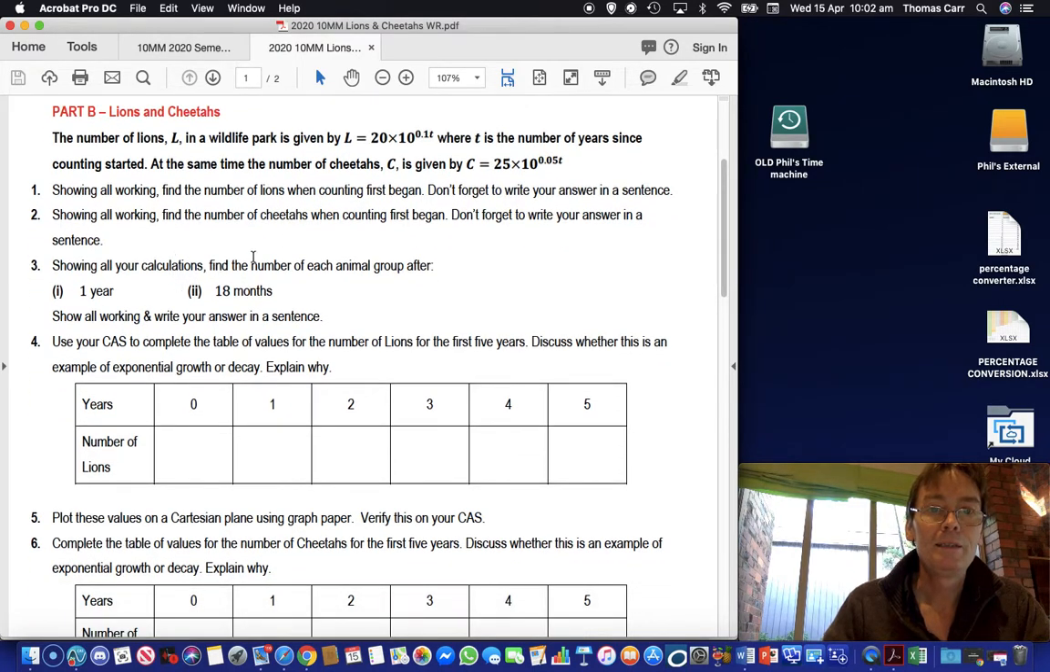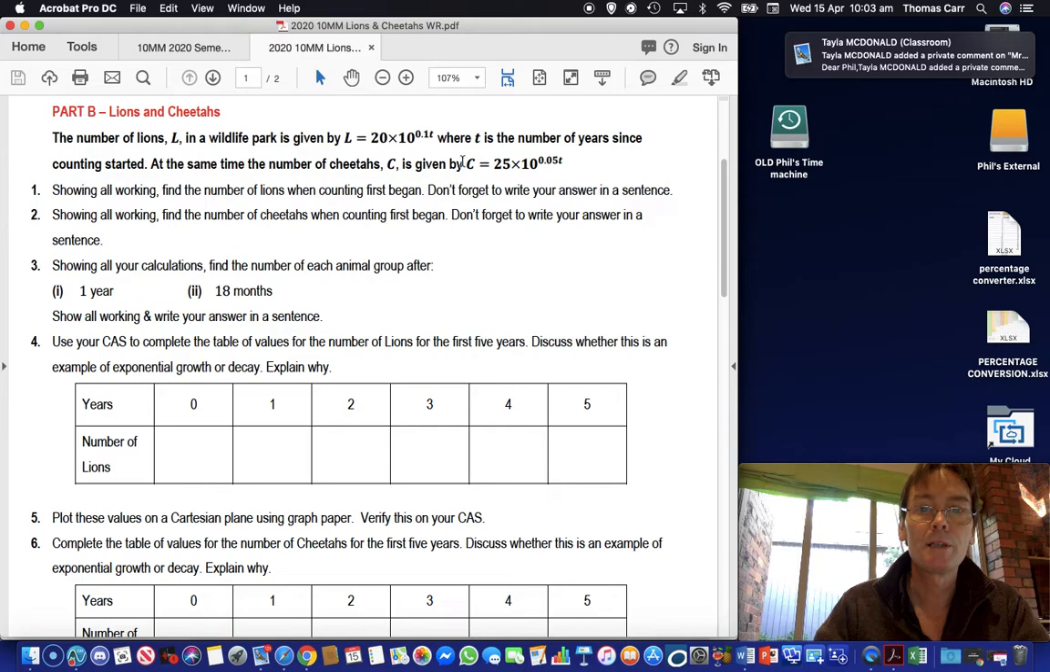Part B is the meat and potatoes of this assignment. So we've got a bunch of different equations that are all exponential equations, like this one up here. This exponential equation is a model. So how the numbers behave in this equation models what happens in real life. In this case, the number of lions is modelled by this equation that depends on the time, the number of years that go by. So as the years go by, the number of lions changes. There's a second equation, which is modelling the number of cheetahs in this park.